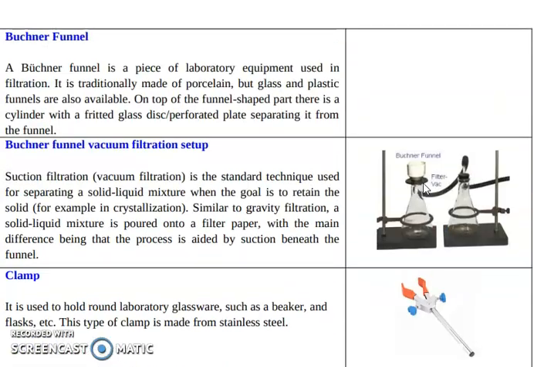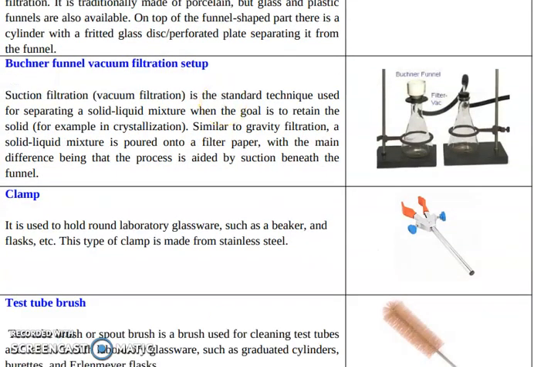Now you can see the Buchner funnel. A Buchner funnel is a piece of laboratory equipment used in filtration. It is traditionally made of porcelain, but glass and plastic funnels are also available. On top of the funnel-shaped part, there is a cylinder with a fluted glass disc or perforated plate separating it from the funnel. Now look at the Buchner funnel and vacuum filtration setup.